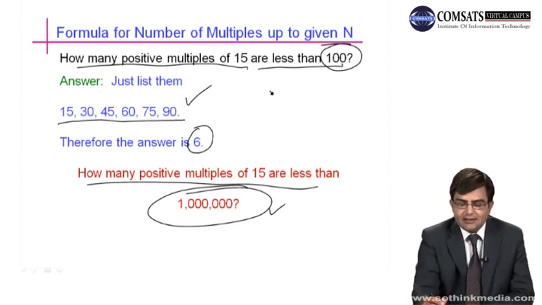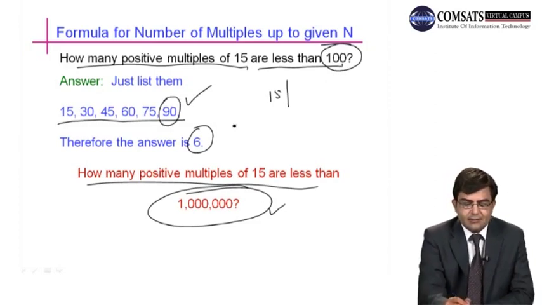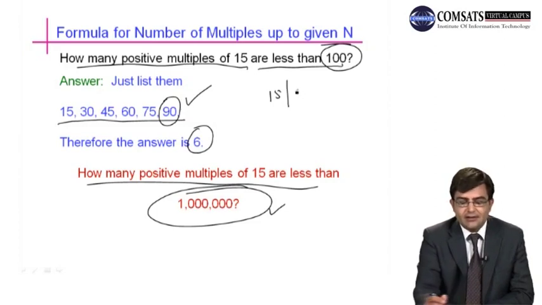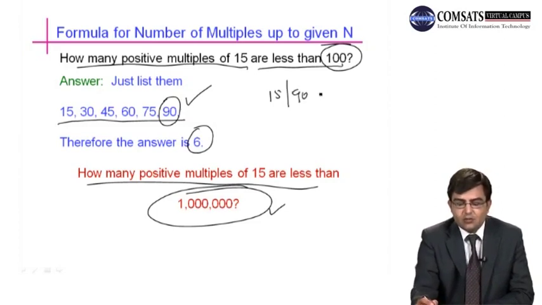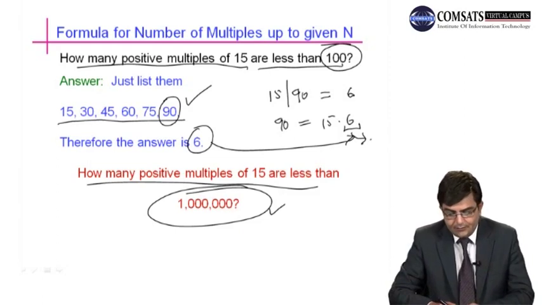So here if we say that 15 divides some number which is less than 100, for example here the last number is 90 which is less than 100, so 15 divides 90, what is the answer? If 15 divides 90, then we have 6, because 90 can be written as 15 into 6. So this is the 6, and here we have again the 6.